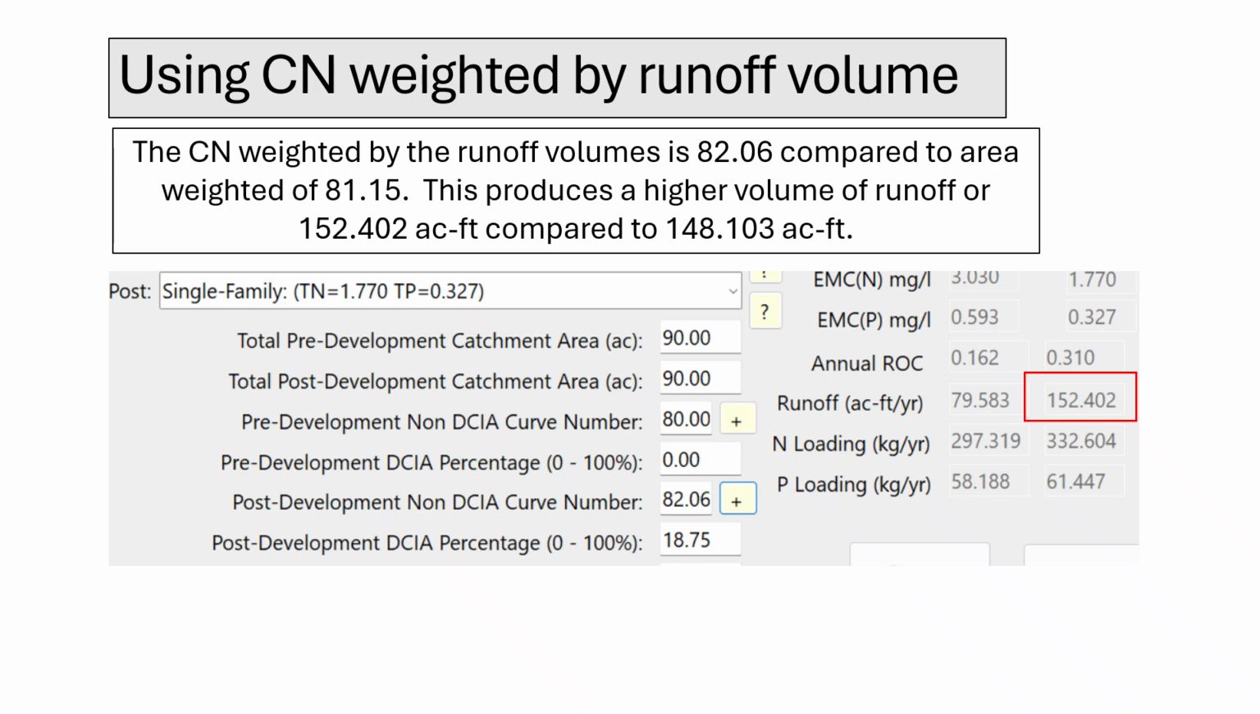To understand how this works, the runoff volumes from both the pervious areas and any disconnected impervious areas are combined. A CN value is then calculated that precisely accounts for this cumulative runoff sum. In essence, this method of weighting the CN by runoff volume tends to yield a higher overall runoff prediction than a calculation based solely on an area-weighted curve number.